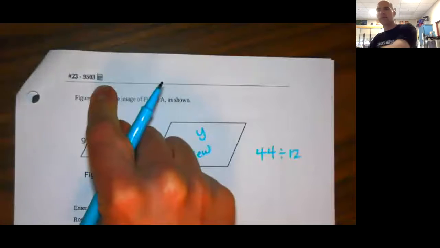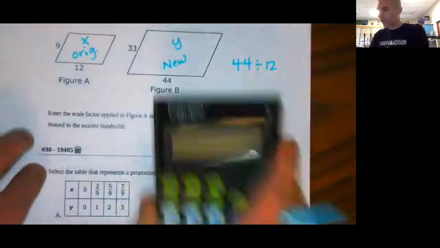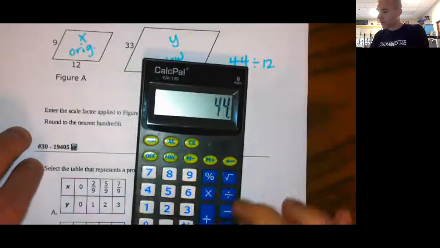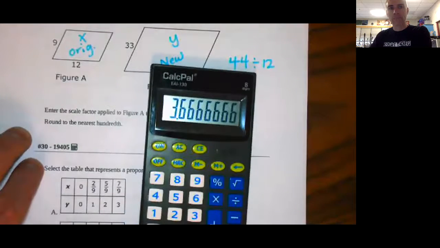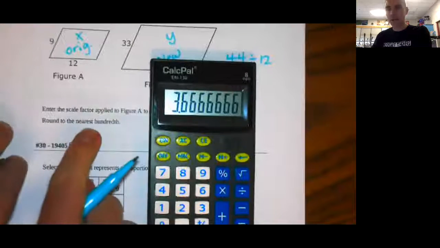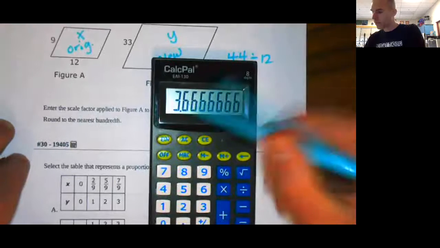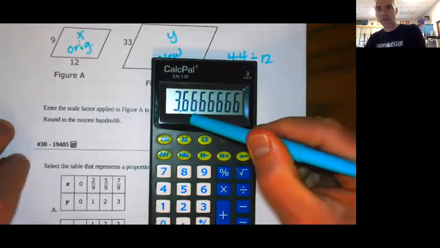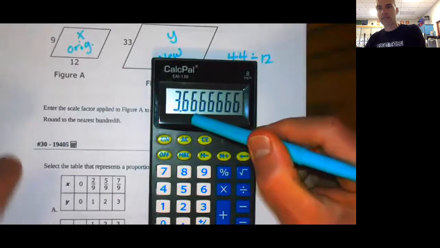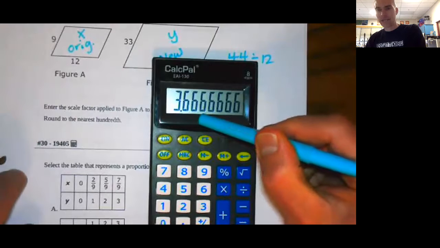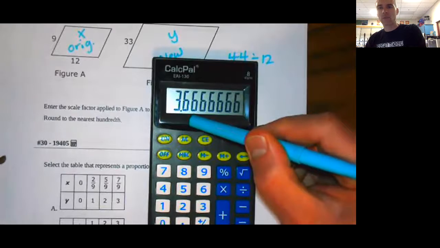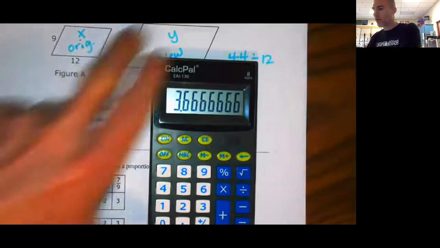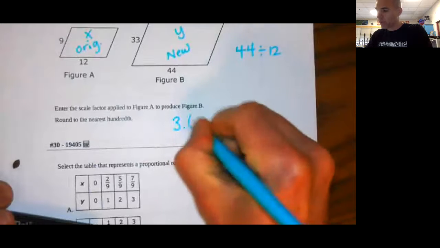This one has the calculator symbol, so might as well do it that way, right? 44 divided by 12. So it looks like it's 3.6 repeating. It says I need to round to the nearest hundredth. So that's the second decimal place, the second 6 right here. And so it'd be tempting to write 3.66, but the third 6 is greater than 5. And so that forces the second 6, the one that we care about, to round up to a 7. And so what we have here is 3.67.